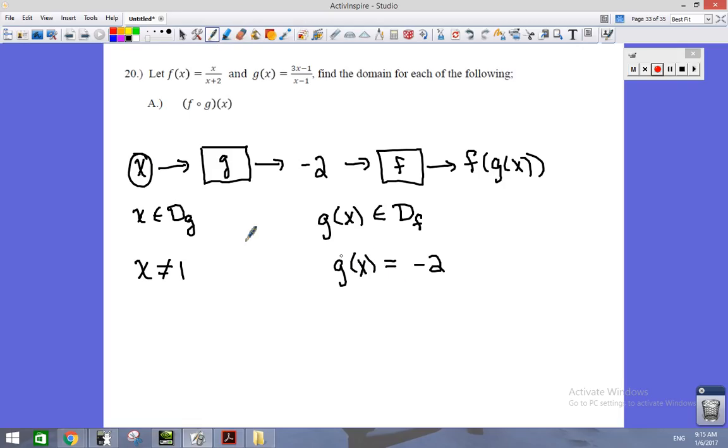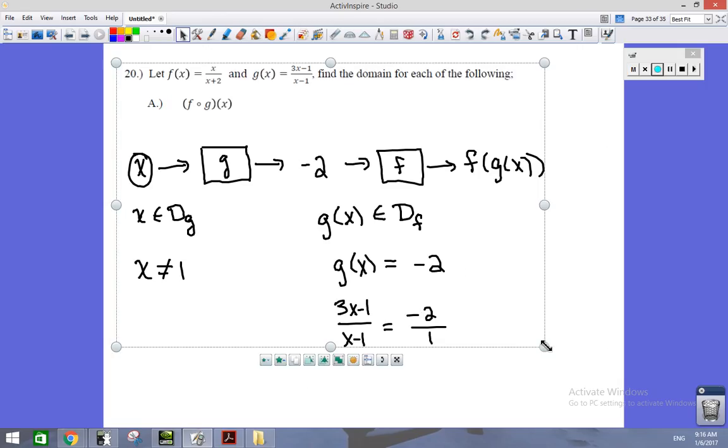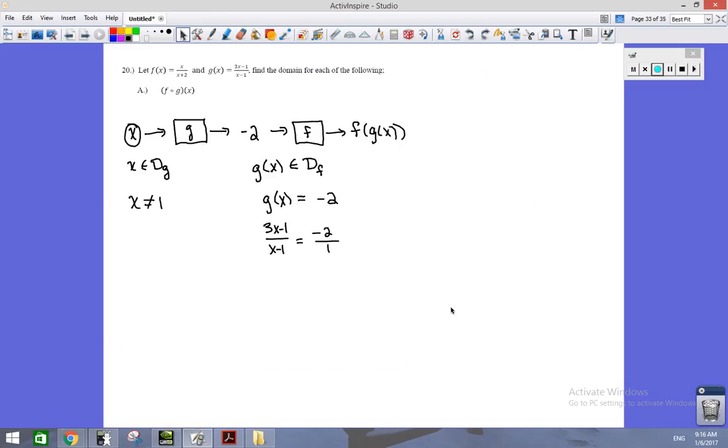let's figure out what input X caused an output of negative 2. Well, if G of X is this 3x minus 1 over x minus 1, and that equals negative 2, let's solve this equation. Now remember, sometimes equations don't have a solution. This is a proportion, so let's take the cross product. Let's multiply along this diagonal, and let's multiply along this diagonal.